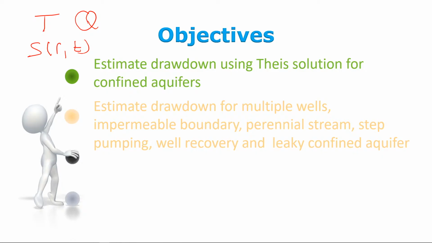We'll get drawdown or head at any distance or time from pumping, and that's for the general case. But then we will see some special cases for this solution. What if there were multiple wells, for example? What if my boundary condition was different, like we have an impermeable boundary? What if my boundary condition has a recharge boundary, like a stream, for example? Or what if my Q is not constant, like I have a step pumping, so pumping goes up and down?